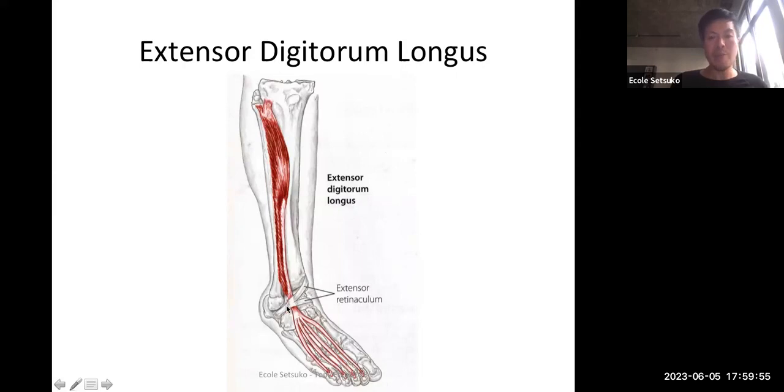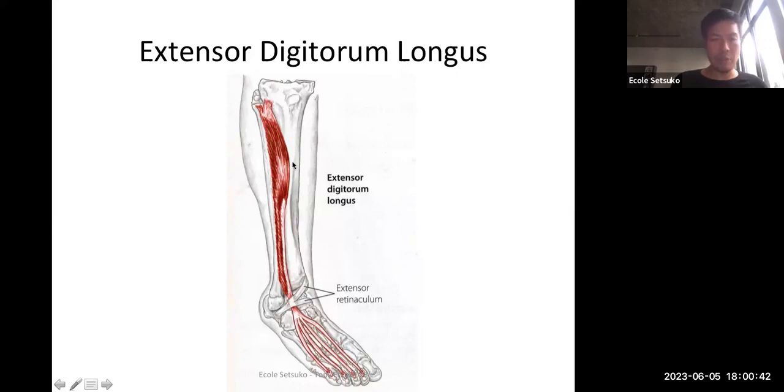So look at the muscle belly, and then you can see tendon, tendon, tendon. There's a retinaculum here to keep the tendons in place. And then look at this, all tendon going to the second, third, fourth, and fifth distal and middle phalanges. So if you wiggle your toes, bring your toes into extension, you can feel that muscle pop up. If you do a full dorsiflexion, the tibialis anterior is going to pop up. This one will also do dorsiflexion as a synergist, but its main action is toe extension.